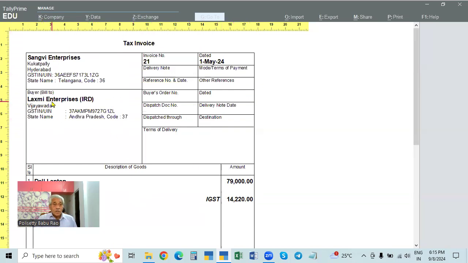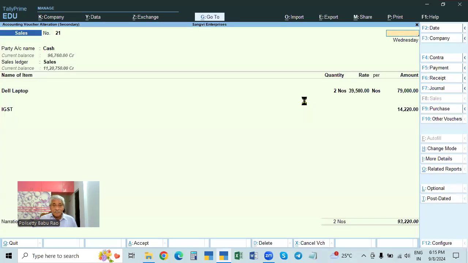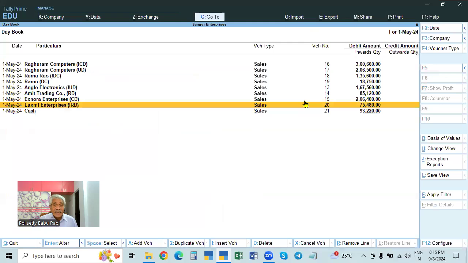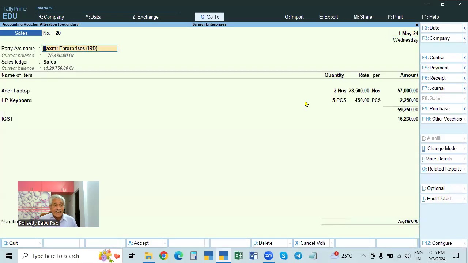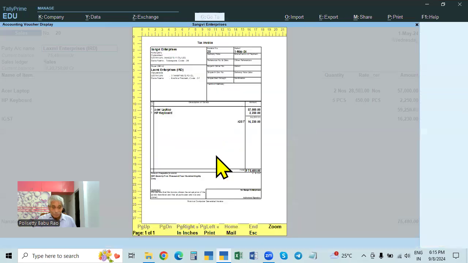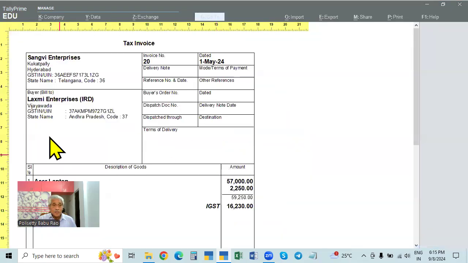Okay, but here, this is the cash transaction. But here you check, for example, you take this one. This is a credit transaction. In this case, see the invoice here. Zoom. Here also, this is our name, the seller name, and this is the buyer name. Buyer details are given, both are given. So this is a credit transaction: seller and buyer, our invoice number and date, everything.